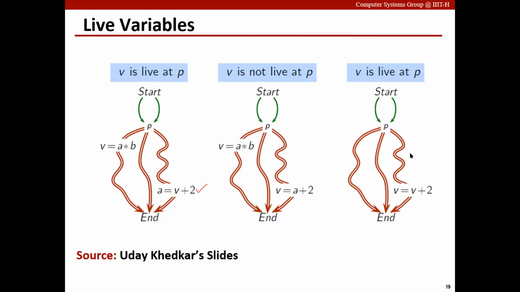Similarly, if you take the rightmost example here, again the variable V is live at the program point P because there exists a path from P to the end program point along which the variable V is used before it is being defined.